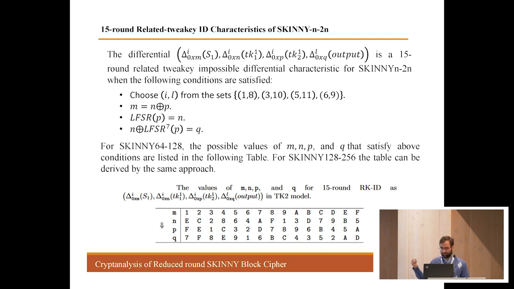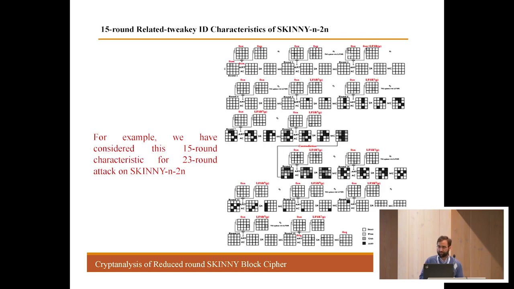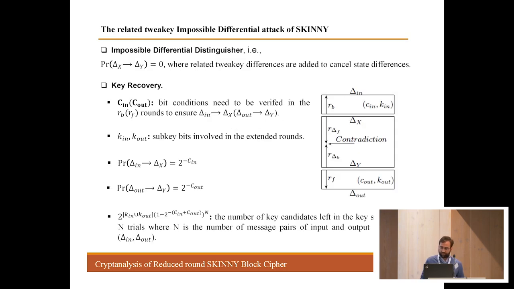And of course, for key recovery, we have some problem that I will discuss later. I will say what they did. This 15-round characteristic was used to attack 23 rounds of Skinny-n2. For key recovery, as usual, we have a nice framework. We have the impossible differential in the middle, and we add some rounds at the beginning and some rounds at the end. Then we guess the involved key in the last round and the beginning round. Based on the probability of the filtration from the end and beginning, we can compute the time complexity of the attack.